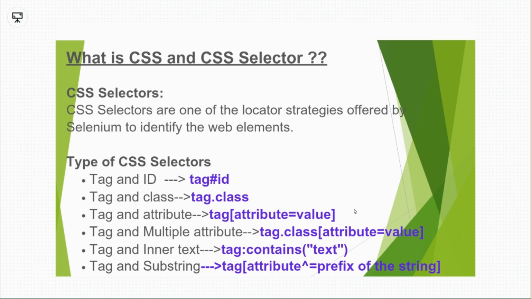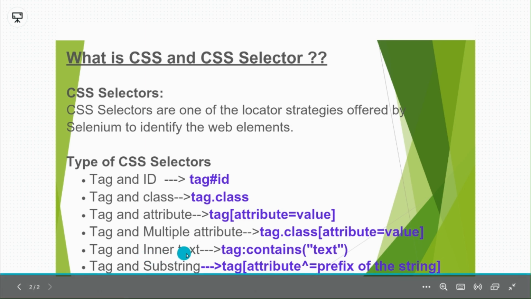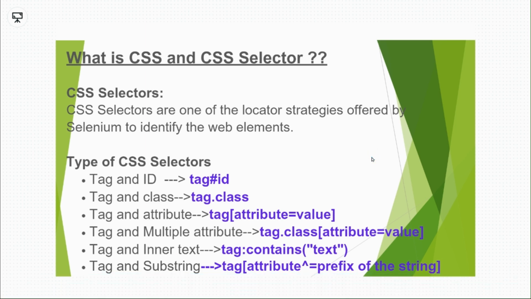So we have tag and ID, and I have mentioned the syntax over there, how to use it. We have tag and class. There is another, tag and attribute. We have tag and multiple attributes. Similarly, tag and inner text, tag and substring. We will discuss each and every CSS selector in upcoming videos.